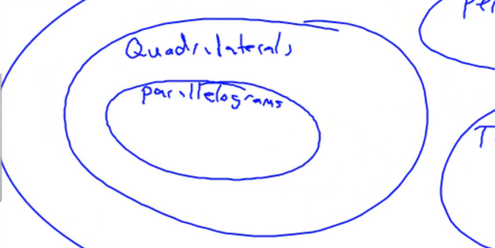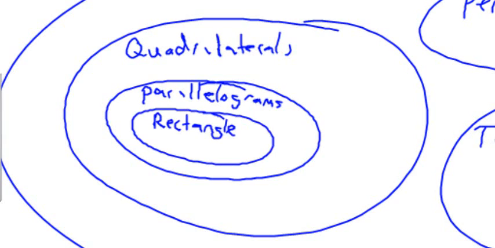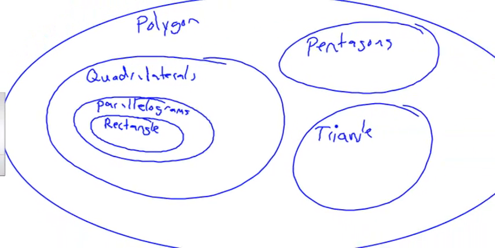Rectangles are going to fit inside the parallelograms. Every single rectangle is a parallelogram. A lot of times when you first hear the names of these things, you think they're completely different objects, but really a parallelogram and a rectangle are not completely different classes of things. Really, one is a subset of the other.